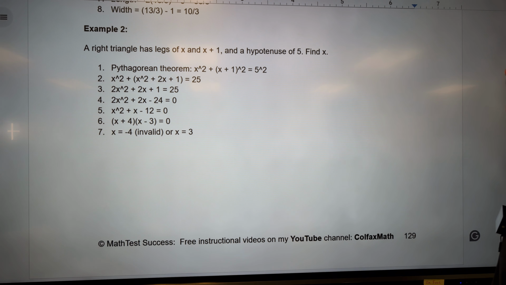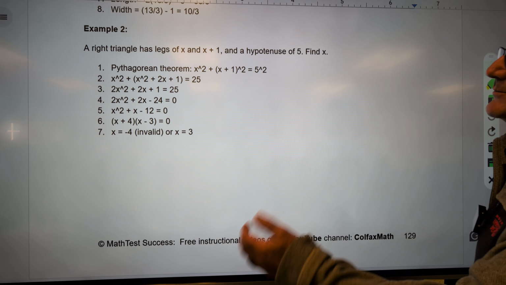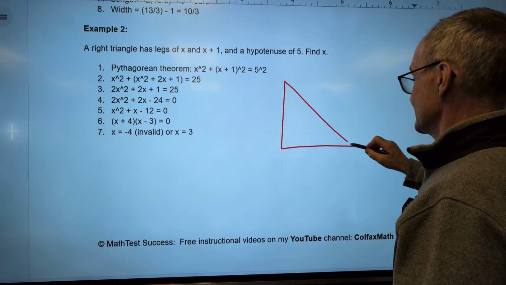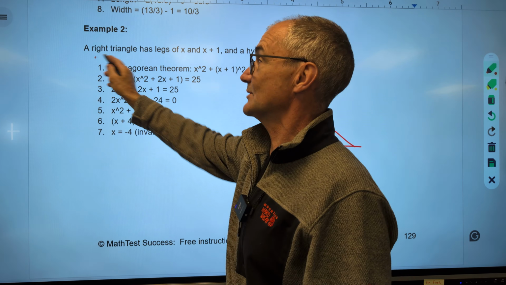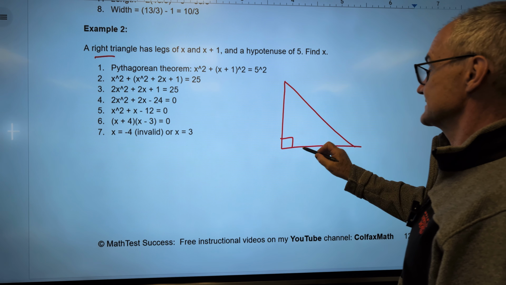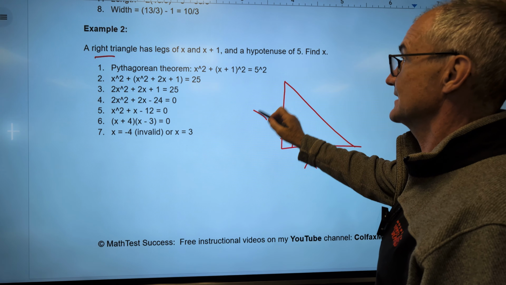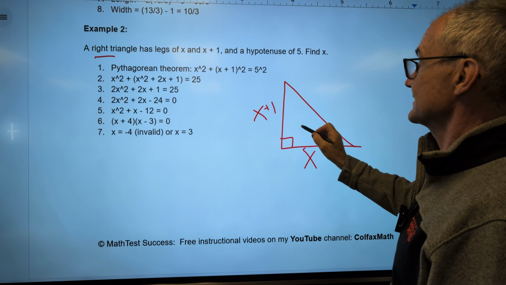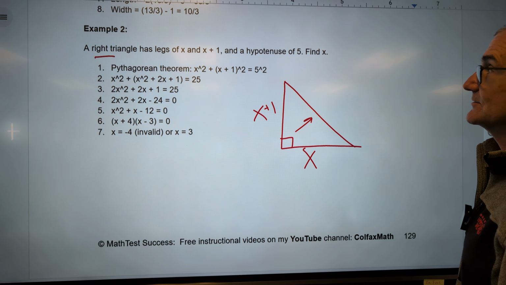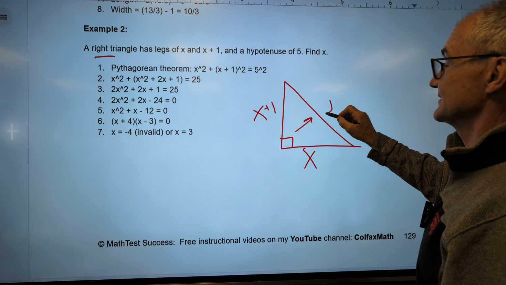Take a look at another one. Again, pause the video, try it on your own, and then unpause and watch how I do it. A right triangle has a leg. The first thing I have to do is note that it is right. That means one of the angles is 90. One of the legs is x. The other leg is x plus 1. The hypotenuse is always opposite the right angle, and it is 5.